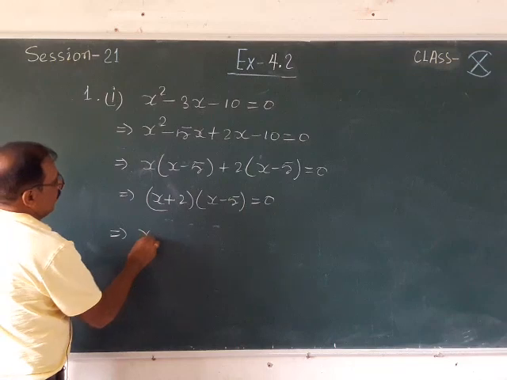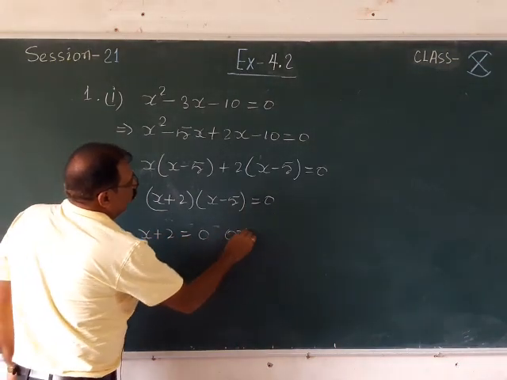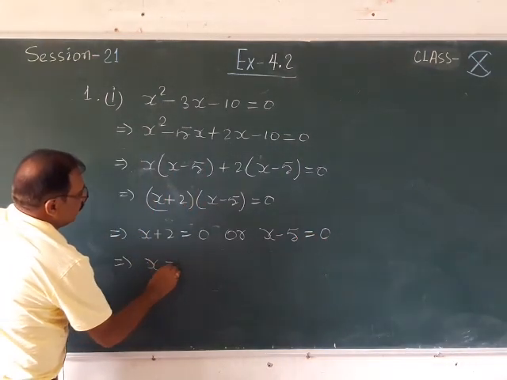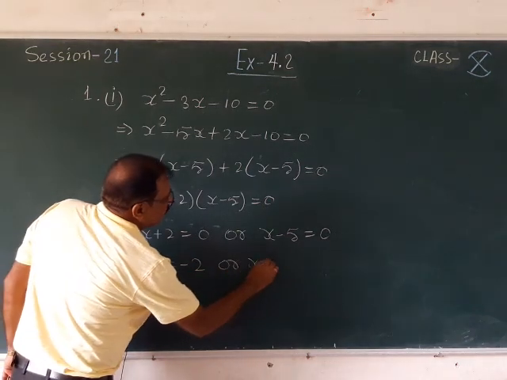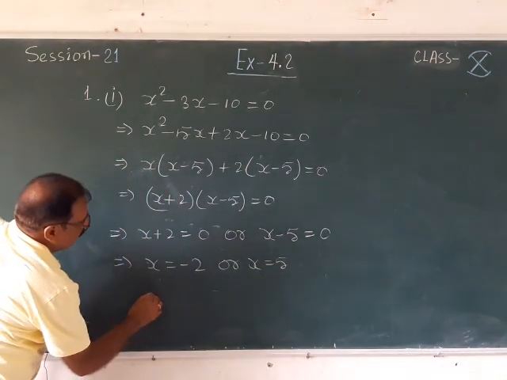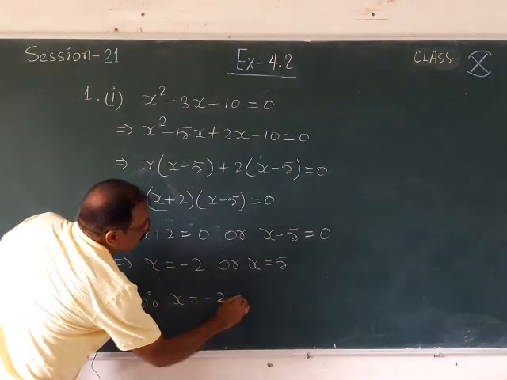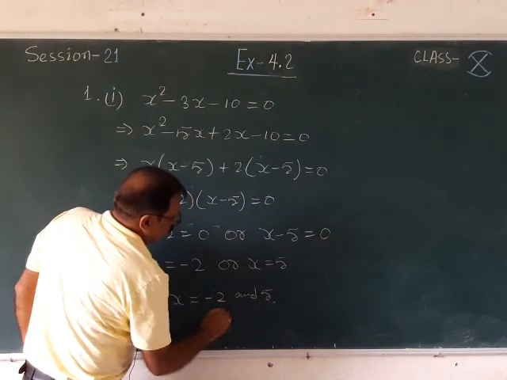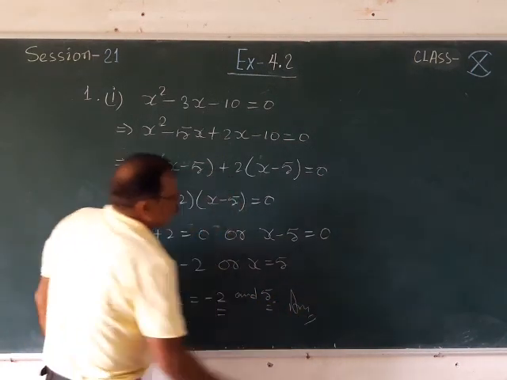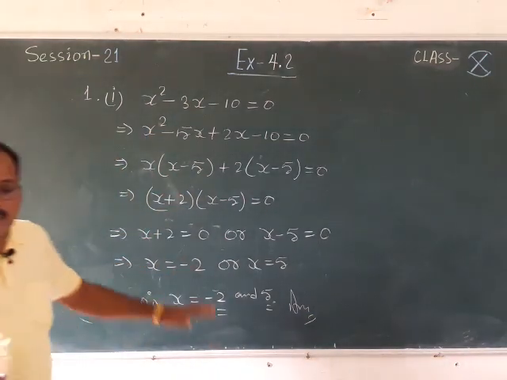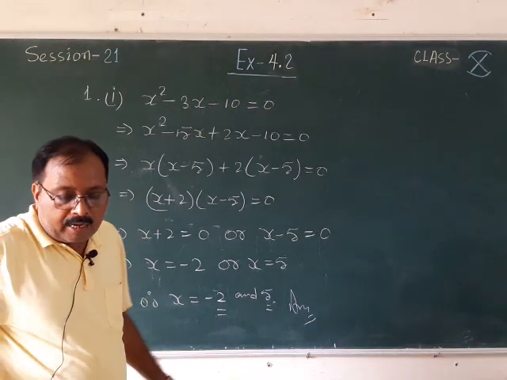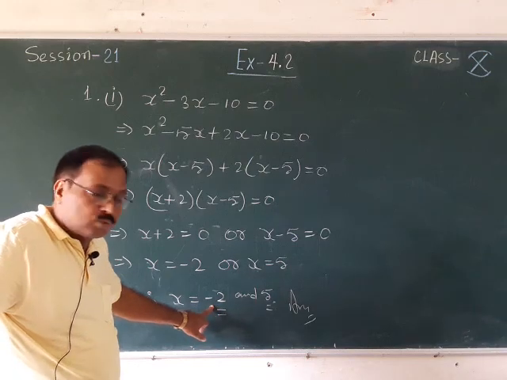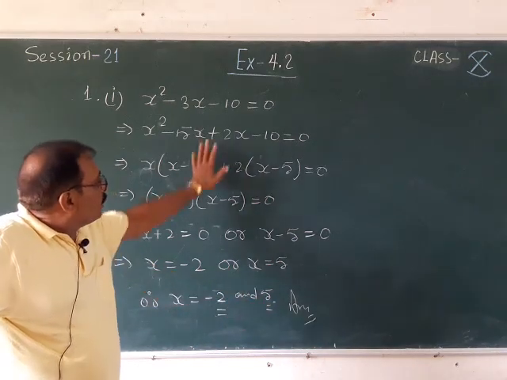That means I can write x plus 2 equal to 0 or x minus 5 equal to 0. Further you can write x equal to minus 2 or x equal to 5. Therefore you have seen that two values of x you are having, minus 2 and 5. So like that you can find the roots of the quadratic equation by applying the factor method. So in factor method you are having two roots, minus 2 and 5. That means the value of alpha is minus 2 and the value of beta is 5. So this is the factor method.